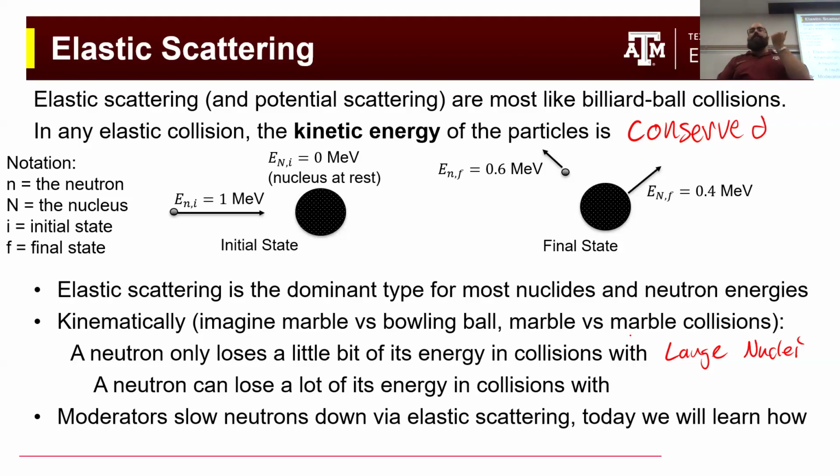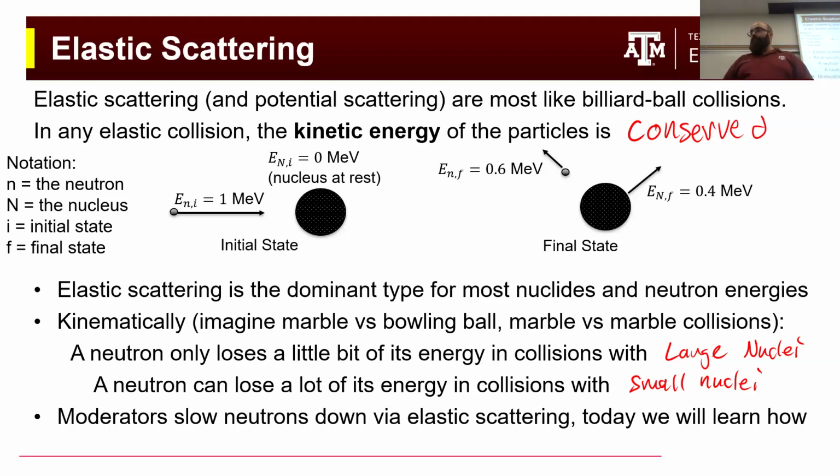And so if it's a collision with a small nuclei, then the neutron can lose quite a bit of energy in that collision. An example of a small nuclei would be like hydrogen. If you think about a neutron, it's just one neutron. And if you think about hydrogen-1, it's just one proton and no neutrons. And so it's basically like a neutron colliding with a proton, and both of those things have very similar masses. So if a neutron collides with hydrogen, it can lose a lot of energy in that collision, because the hydrogen is about the same size as the neutron.